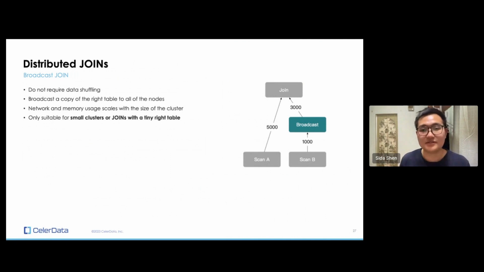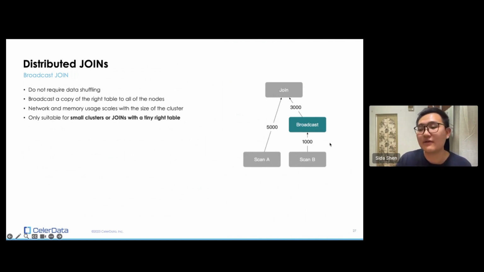And the second one is a distributed join. It's called broadcast join. It also does not require data shuffling, but it has many shortcomings, right? So what it does is, you have a left table, so assume it's a bigger table, and you have a right table, and that's a smaller table, right? So it broadcasts a copy of the smaller table to all of your worker nodes.